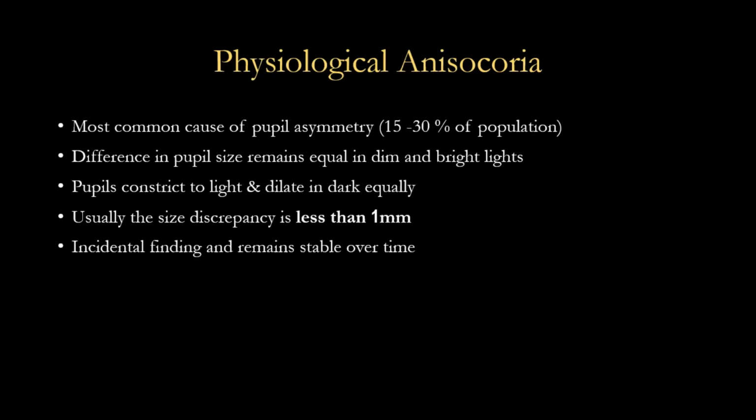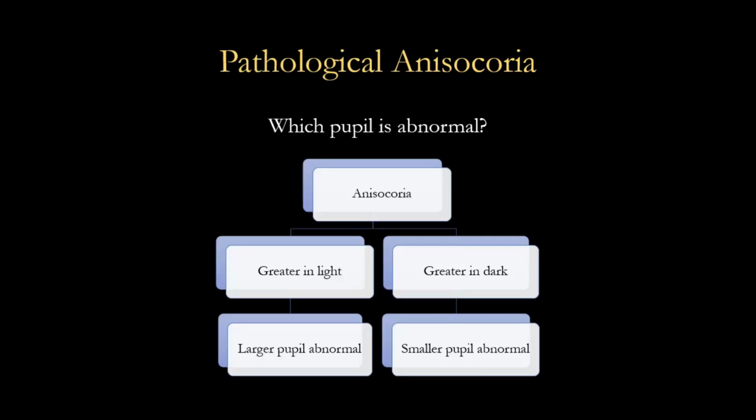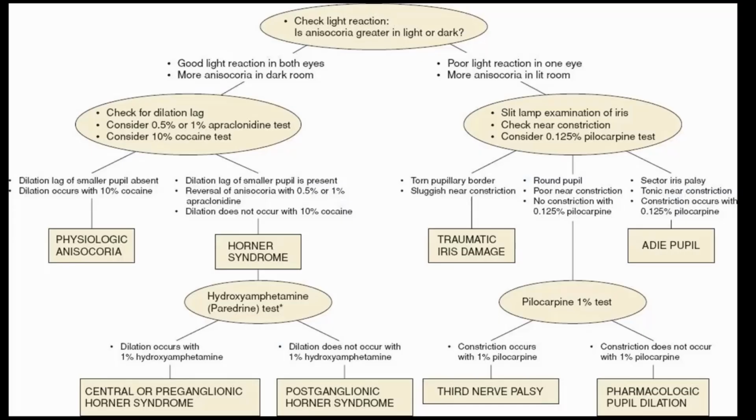About 15 to 30% of the population can have physiological anisocoria. Here we should know that the difference in pupil size remains equal in dim and bright light, and the pupils constrict to light and dilate in the dark equally. Usually the size discrepancy is less than 1 millimeter. So we should identify which pupil is abnormal. If anisocoria is greater in bright light, the larger pupil is abnormal. If anisocoria is greater in the dark, the smaller pupil is abnormal.